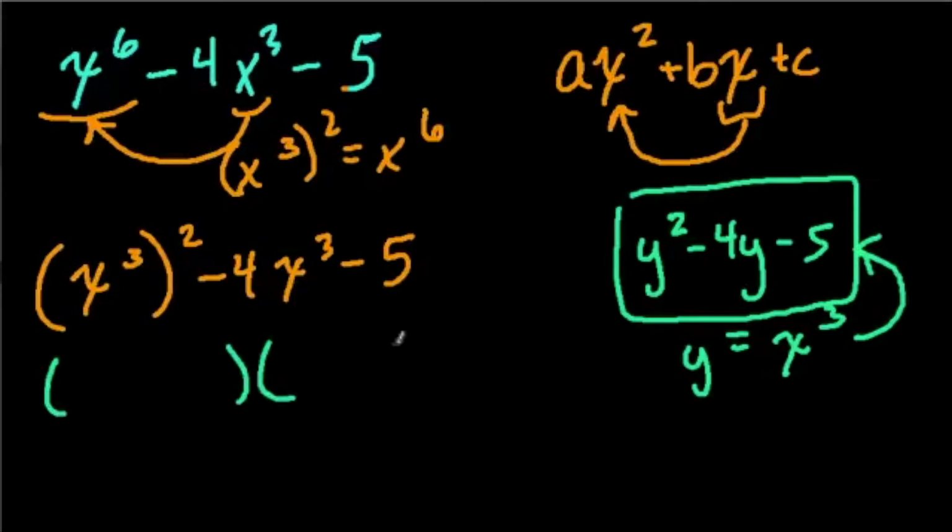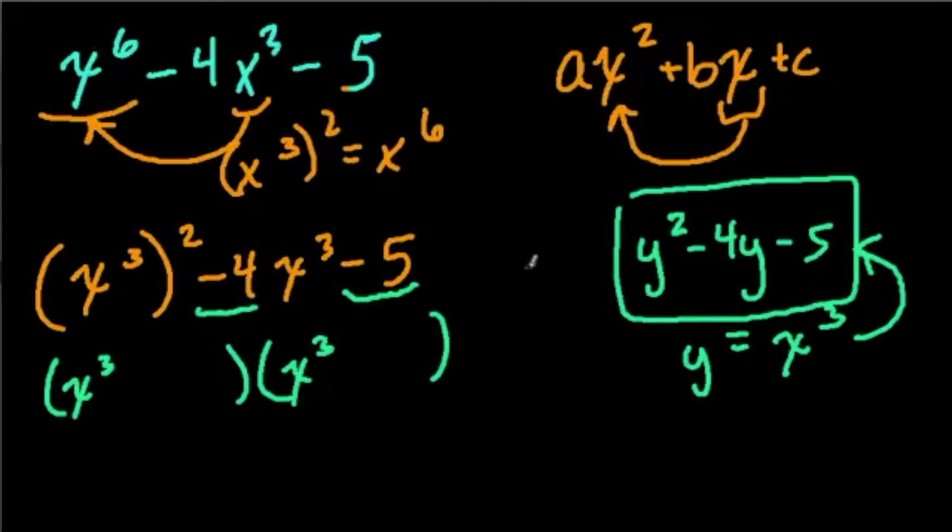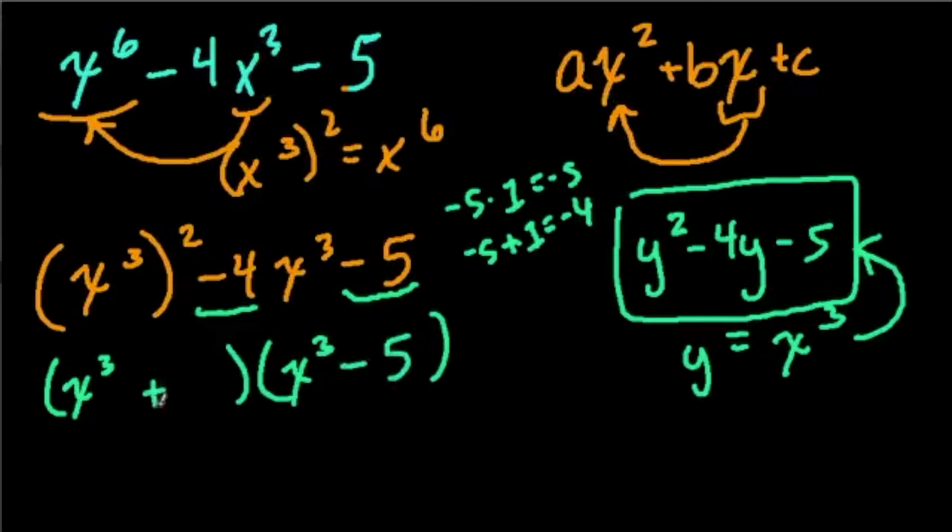How do I factor it? Well, I have x cubed squared, so I need x cubed twice. And now I'm looking for factors of negative 5 that add up to negative 4. So what can I choose? Well, I know that to get negative 5, I can multiply out minus 5 and 1. Minus 5 times 1 gives me negative 5, and if I add negative 5 and 1, that gives me negative 4. So that works. So I'm going to use these two factors, a negative 5 and a positive 1.